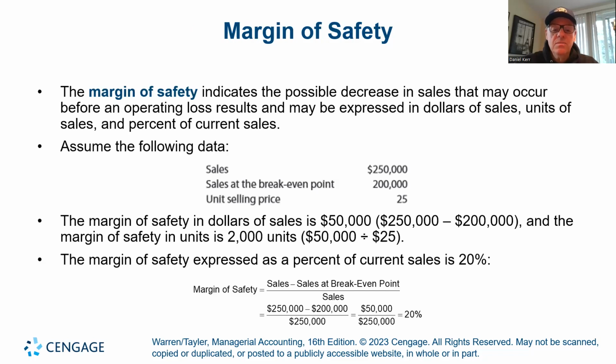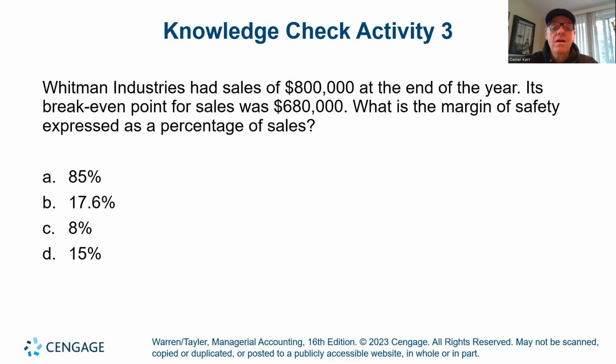Margin of safety, sales minus sales at break even divided by sales. The margin of safety is the percentage decline that you could have in sales. Boy, this sounds like a good multiple choice question. The percentage decline in sales that you would have before you hit the break even point. Right? So let's take a look at a hypothetical example here.